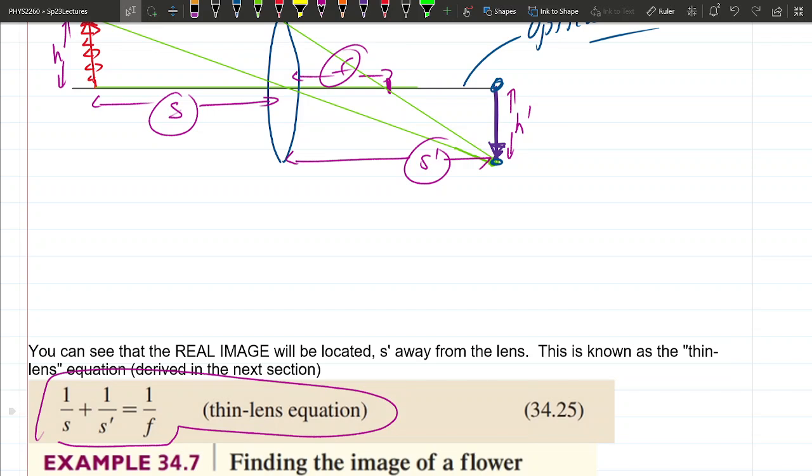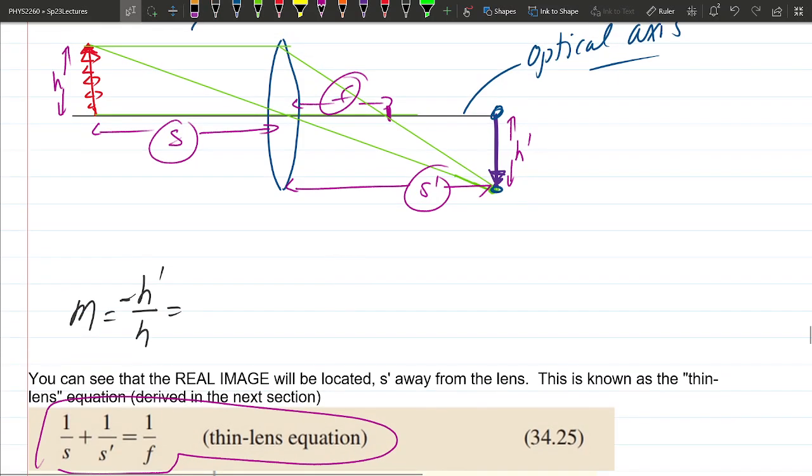There's actually another equation we had previously where we were just magnifying things. So remember this thing called magnification. It's just going to be h prime over h, with a negative sign. And this happens just by using similar triangles. You can prove that this is also equal to S prime over S.